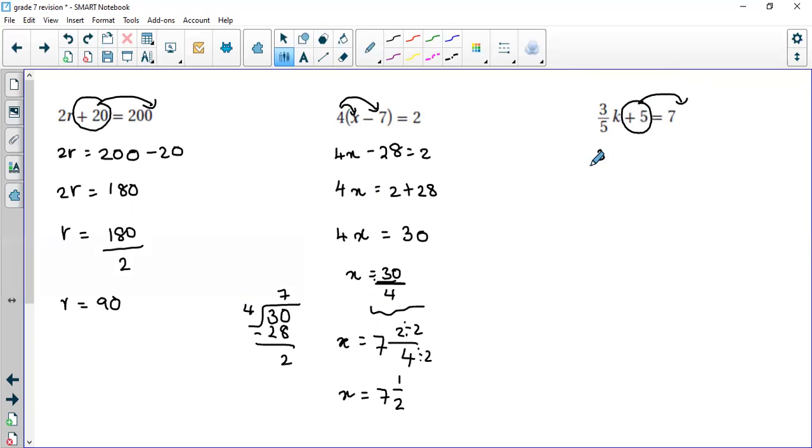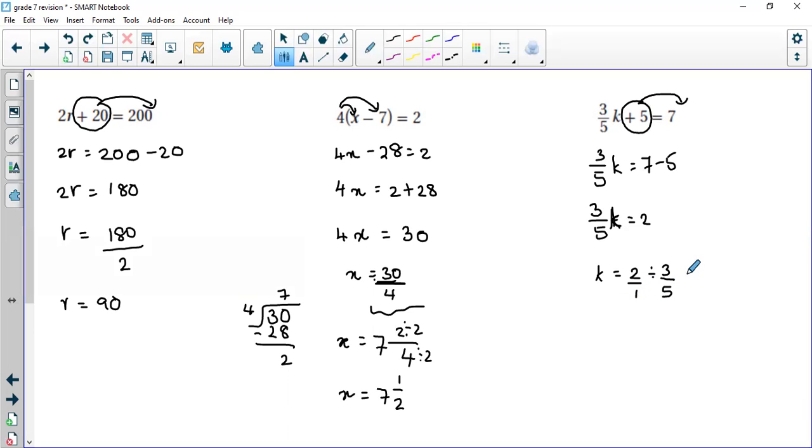So that will be having 3 over 5 k equals 7 minus 5, which means 3 over 5 k equals 2. Now to remove the 3 over 5 from k, we need to do the opposite. This means it has been multiplied, so we divide. 2 divided by 3 over 5. As you can see, there is no denominator for 2, so keep the denominator as 1.